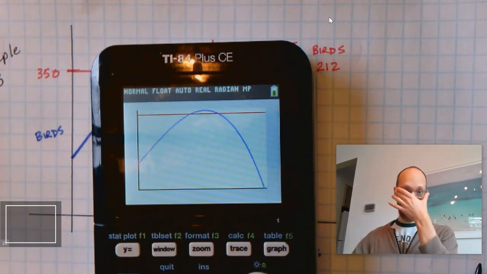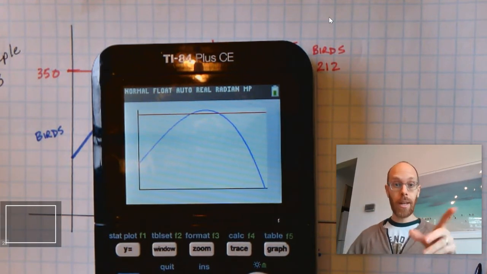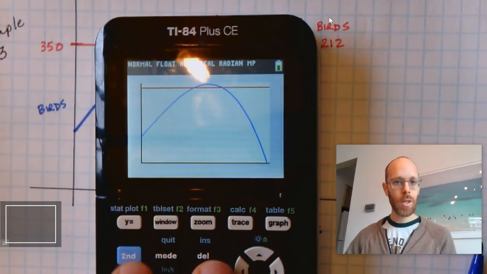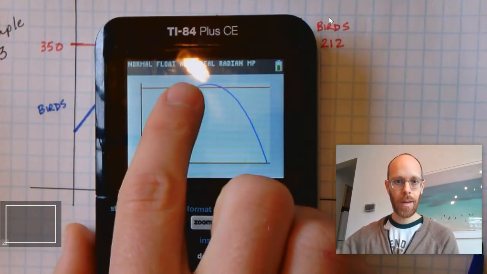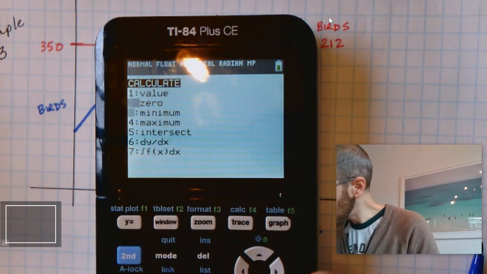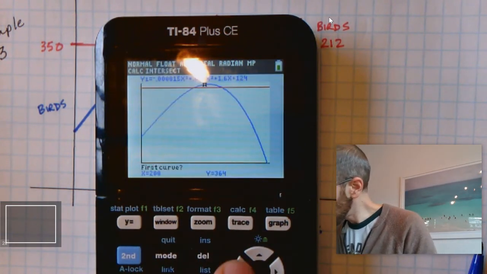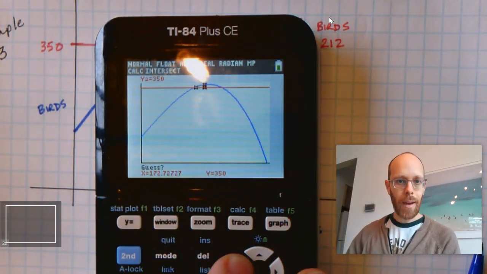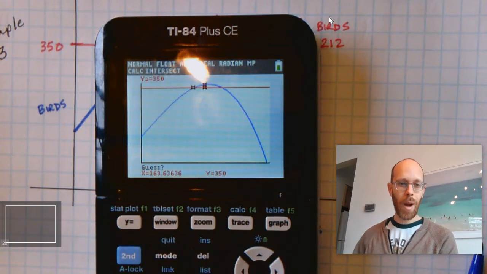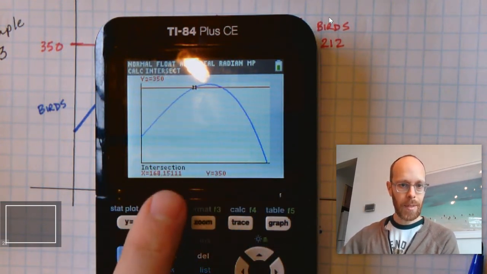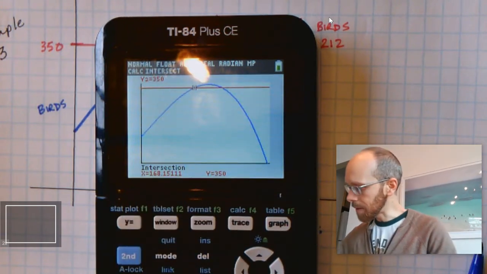Okay, and then just like we did in the last video, check out my last video if you don't remember how to use the intersect feature. We're going to do just that. We're going to use the intersect feature to find this point and this point. So I'm going to hit second calc, intersect, first curve, second curve. Now, you do actually have to move close to the one that you want so that the calculator knows which one you're looking for. And it looks like this happens on day 168.